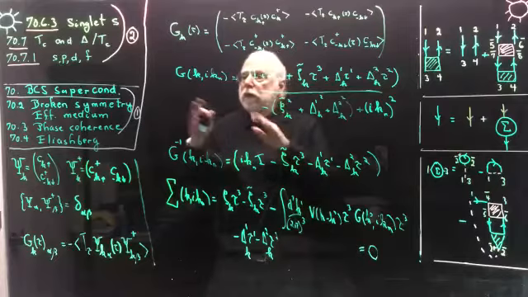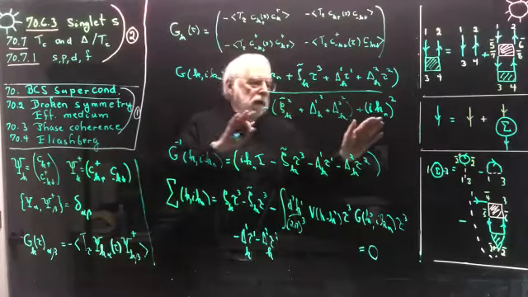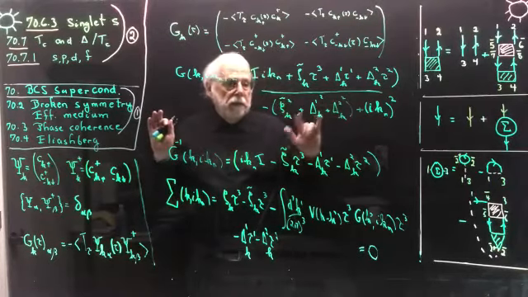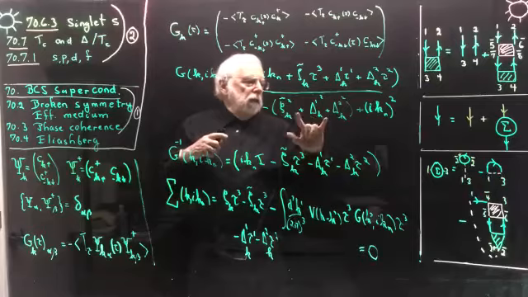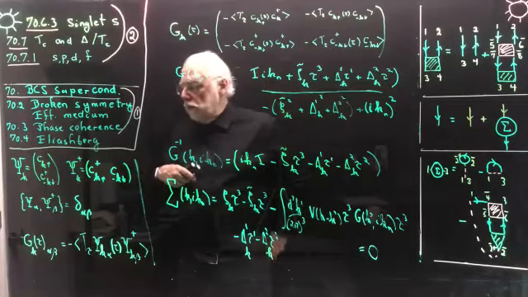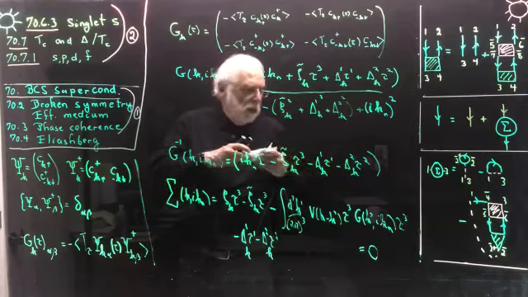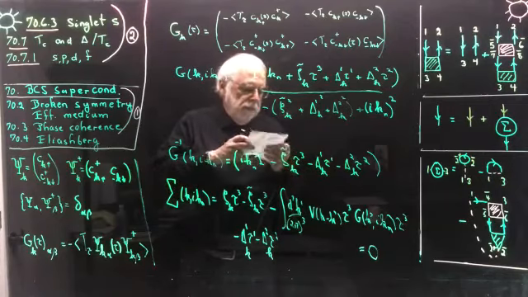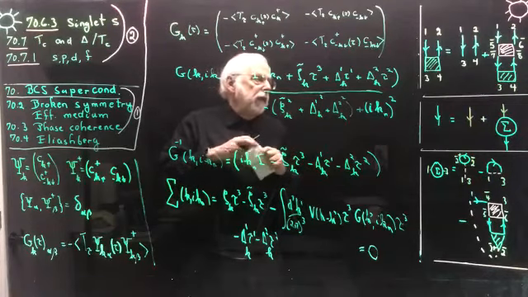Now you know that the poles of the Green's function will be the one-body eigen energies. So let me call this, and that will come back all the time, E of k.